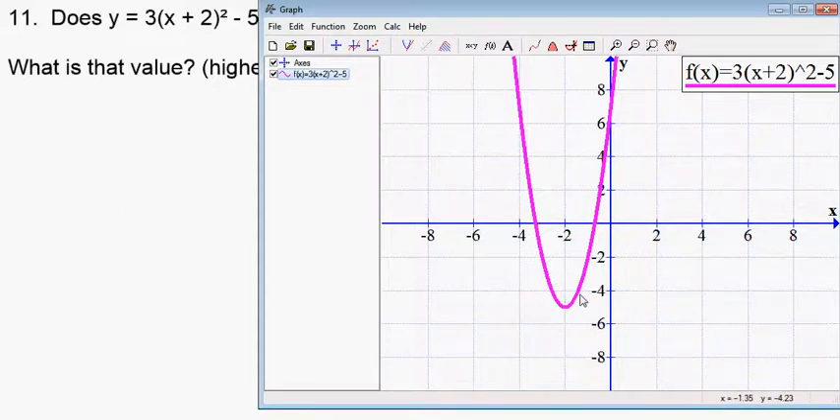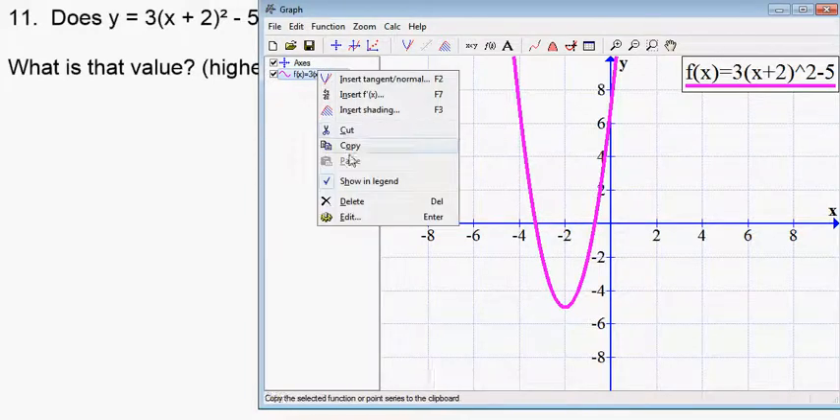Minimum is the lowest something can be. And this actually gets down to negative 5, and it never goes any lower. If I make x smaller, then y is going to get bigger. If I make x bigger, then y is also going to get bigger. This is the lowest point it's going to get. It's a minimum point. So I can say that I know it's a minimum point from looking at the graph. Also, I could tell it's a minimum point by looking at the equation.